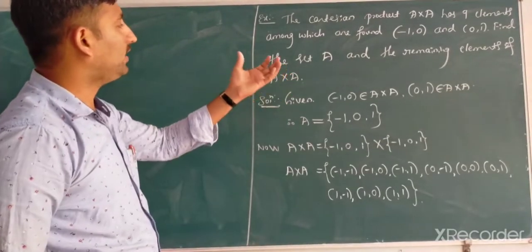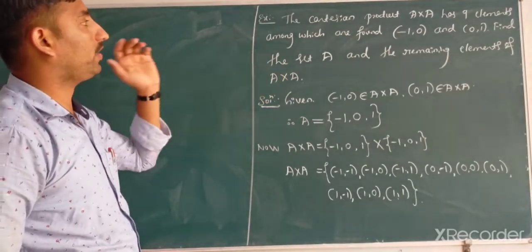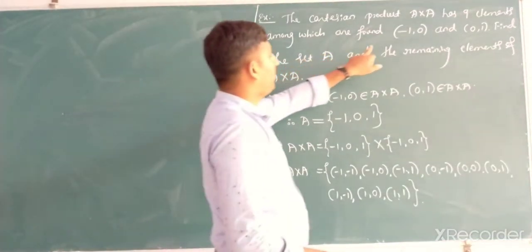Find the set A and the remaining elements of A cross A, which are from -1, 0 and 0, 1.